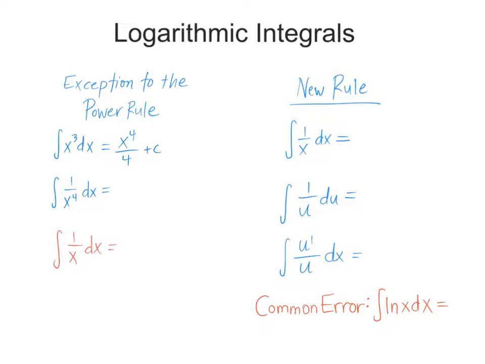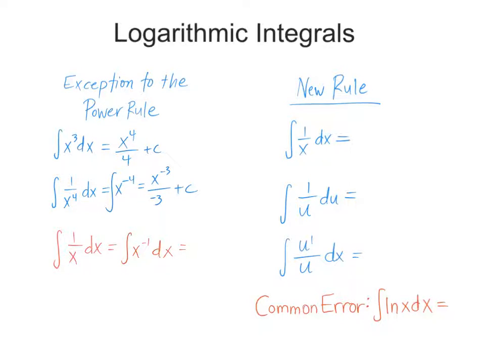If you integrate x to the negative fourth, which is what 1 over x to the fourth is, that becomes x to the negative 3 over negative 3 plus c. And you could simplify that, but that's not the point right now. The point is there's one that we cannot do, 1 over x. That would be like the integral of x to the negative 1 dx.